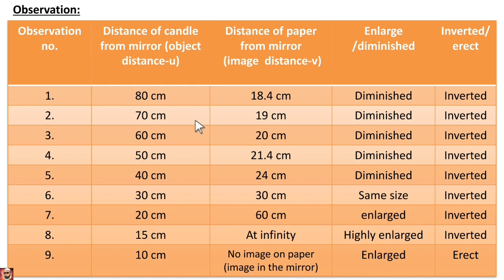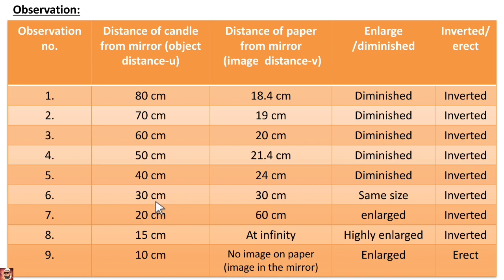So when the object is at 80 centimeters, we got the image distance at 18.4 centimeters, and we already came to know that it is a diminished and inverted image. Like that at 70, 60, 50, and 40 centimeters, up to 40 centimeters when you observe, you are getting a diminished and inverted image as well.